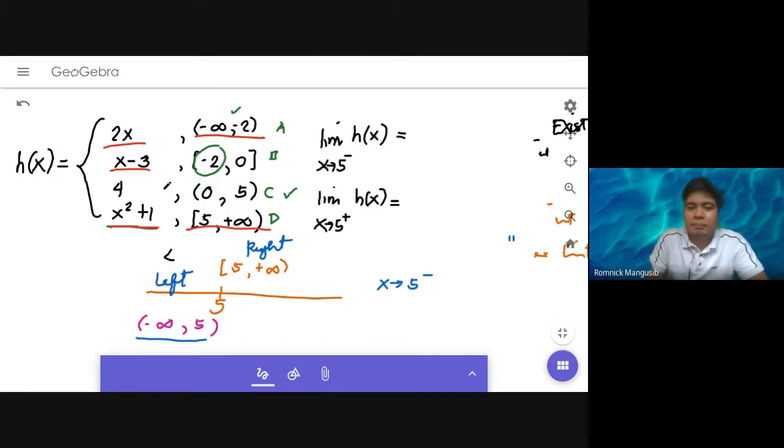So ibig sabihin, gagamitin mo to. So this will become limit of 4 as x approaches 5 from the left. And that is the limit of a constant. So the answer here is 4.